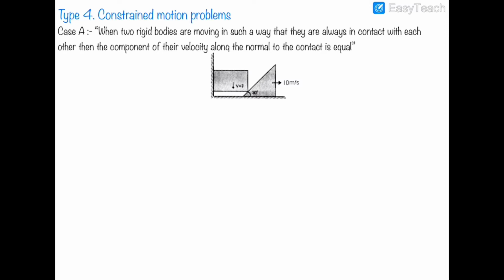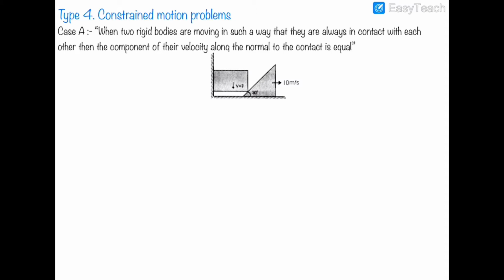Now in this problem, you can see that there is a rectangular block. This block is attached to the wall from one side, and this edge of the block is attached to the wedge, which is restricted to move on the horizontal floor. So due to the weight of this rectangular block, it will come down, and this wedge will move towards right hand side. The velocity of the wedge is given to us to be 10 meters per second, and we have to find out the velocity of the rectangular block.